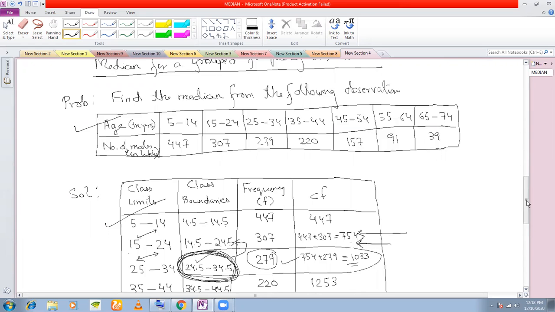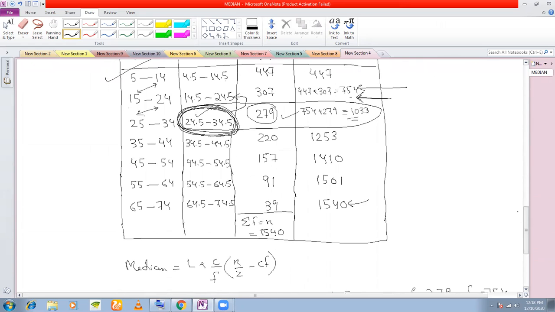Any questions from any part here? No questions? No, sir. Then tomorrow I'll discuss the partition values, that is how to calculate quartiles, deciles and percentiles. So tomorrow I'll continue with that. See you tomorrow. Thank you.